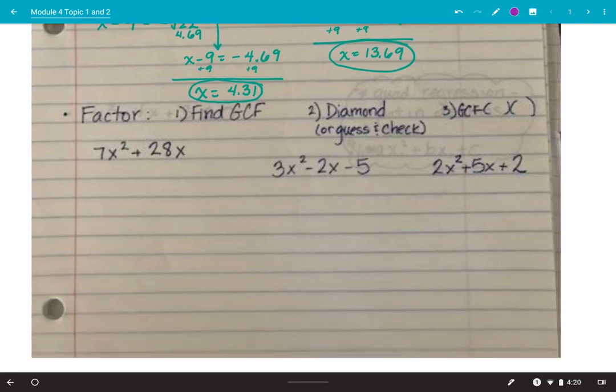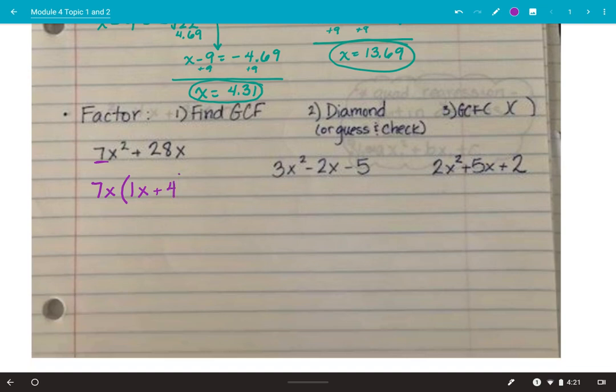Okay, so first step, find the GCF, meaning greatest common factor. What can we divide it all by? So if we look at our first one, I always look at the smallest. I can divide both of those by 7, and they both have an x. So I'm going to take out a 7x. 7 divided by 7 is 1. You can put a 1 or you can leave it blank. And I had 2 x's. I took 1 out. I have 1 left. 28 divided by 7 is 4.